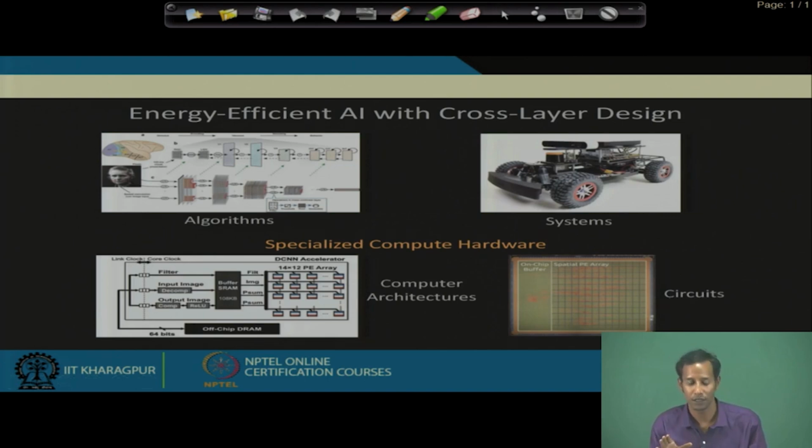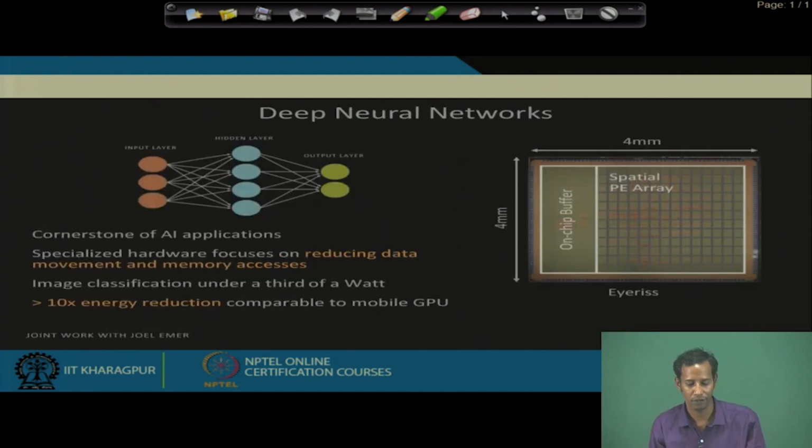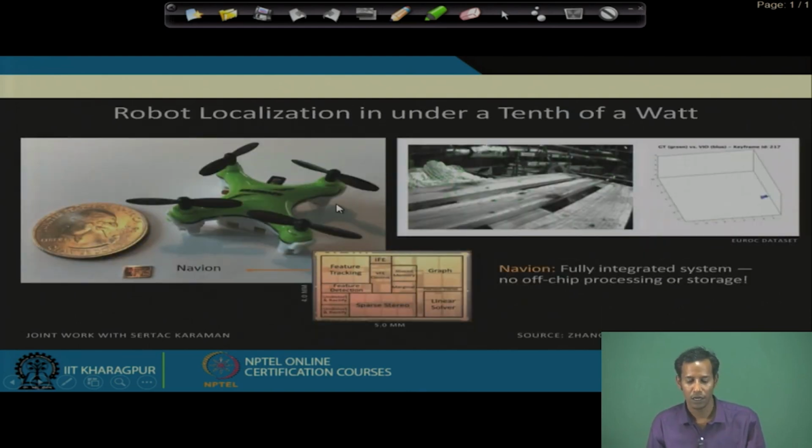The generalized concept has to be changed whenever we are focusing on designing artificial intelligence hardware. This is a deep neural network I have already developed. This is one artificial intelligence processor, named Eyeriss. It was developed at MIT, and this work was published at the International Solid-State Circuits Conference in 2016.